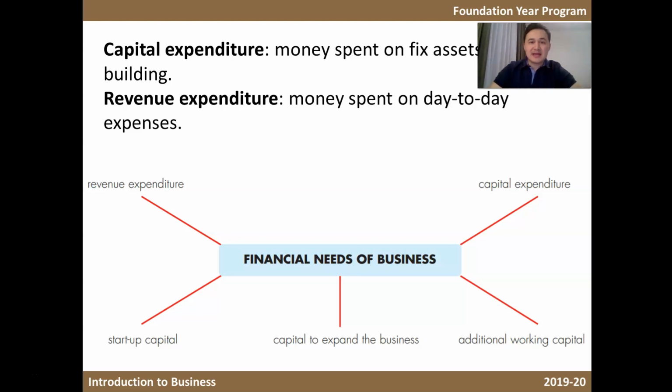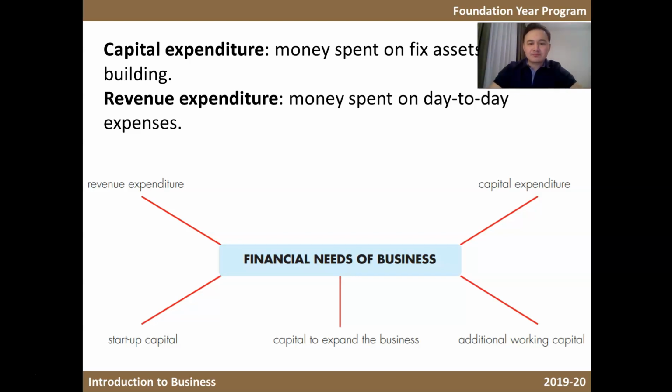By saying fixed assets, it may mean land, a big piece of equipment, or some other assets that actually cost a lot of money. Whereas revenue expenditure is on a daily basis, the day-to-day expenditures that your business will incur. It can be wages, salaries, or some other costs that your business will have regularly, on a monthly basis or yearly basis.